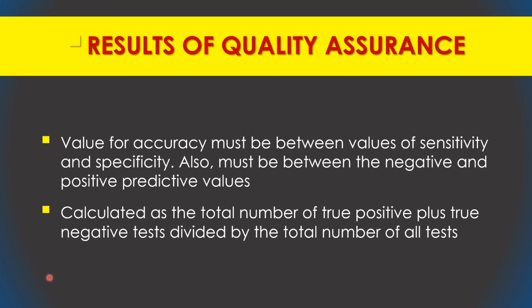But first, we need to know that the value of the accuracy must be between the values of the sensitivity and the specificity, also between the negative predictive and the positive predictive values. Like I mentioned earlier, this is the average of the four results that we have with the test. It is calculated as the total number of true positives plus the total number of true negatives, divided by the whole number of cases.